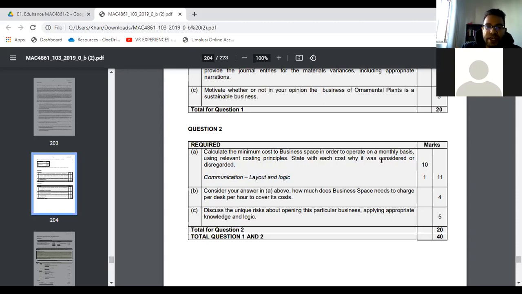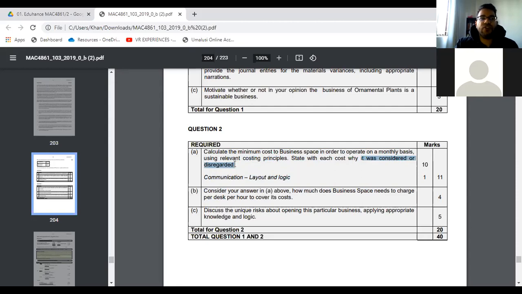So that's what they're telling you here. State with each cost why it was considered or disregarded. There are lots of marks for disregarding. So in any costing question, I always suggest put it in, even if you're not using it, and tell them why you are not using it, because in many cases there are quite a few marks for that. Okay, so just be aware.